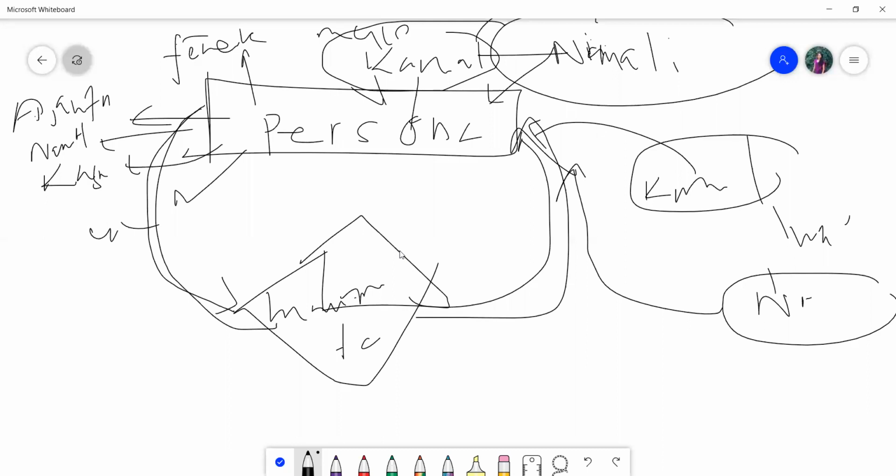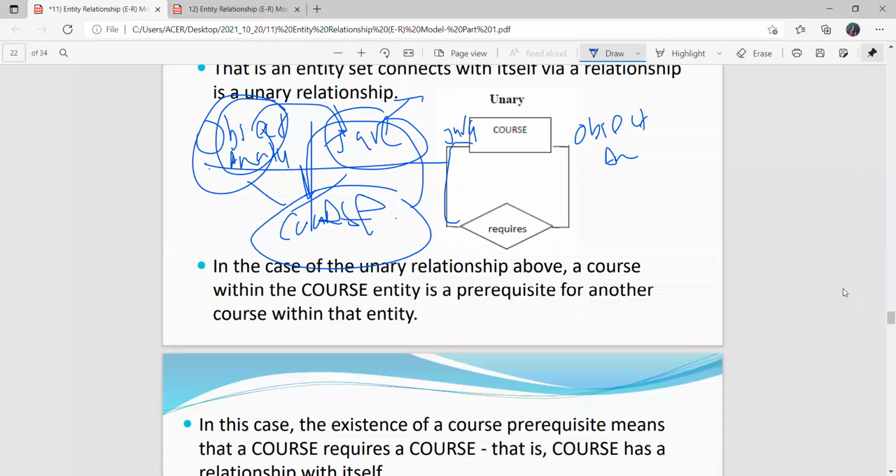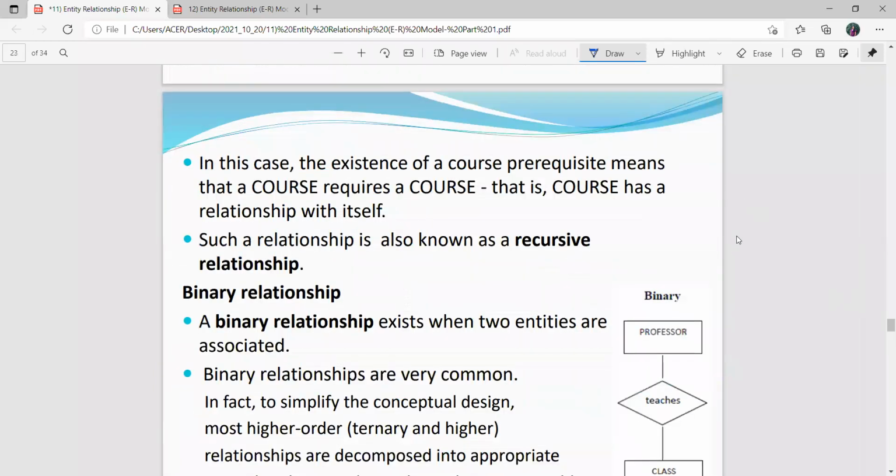So person has a relationship to a person. Okay. That means a person is going to marry a person. So you can say same entity. The relationship exists within the same entity. Such kind of relationships are known as unary relationship. Is it?